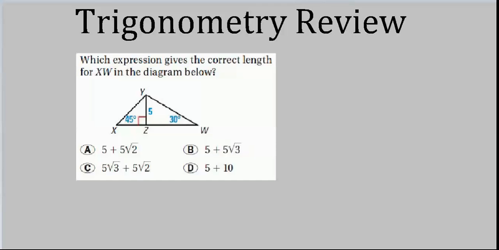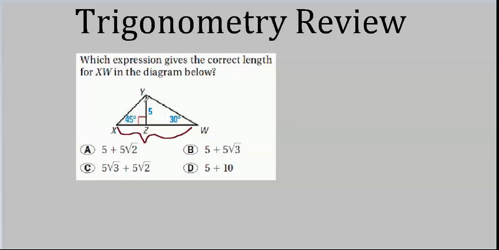Even though this is multiple choice, I think it's easiest to just determine what XW would be, and then pick the expression that corresponds to what we came up with as an answer. Here we have 45 degrees. Now we could use tangents and all kinds of stuff. What we're looking for here is this whole thing, XW.